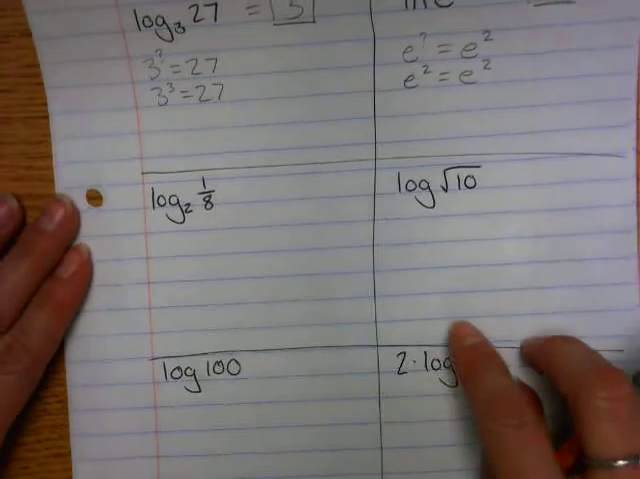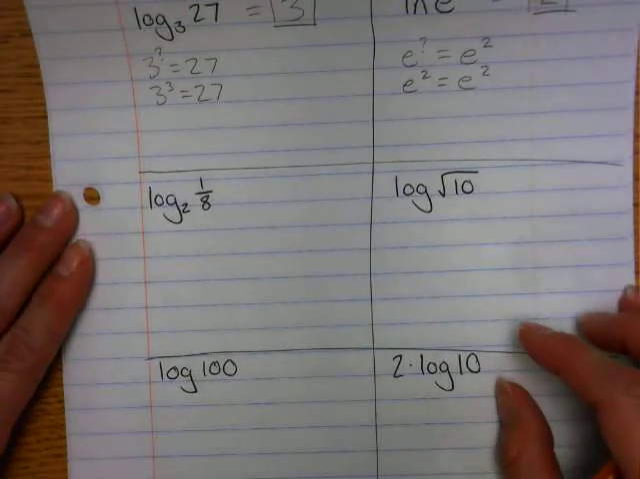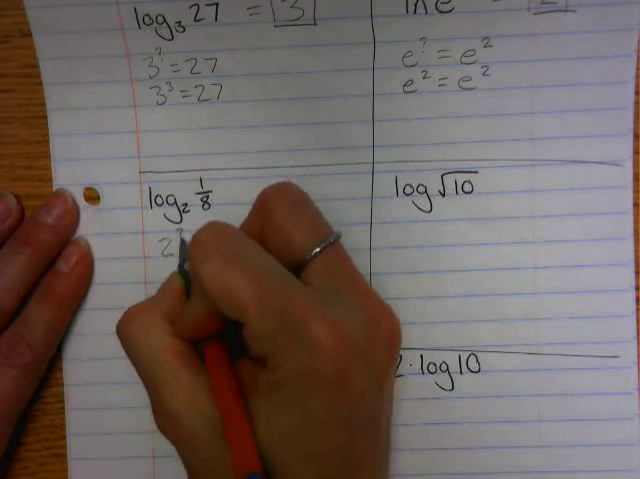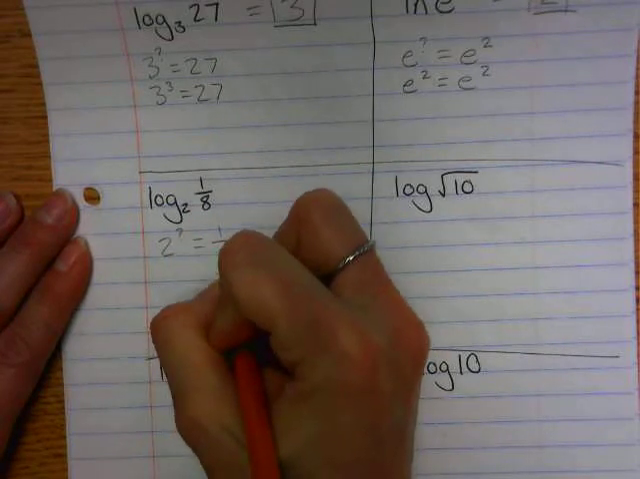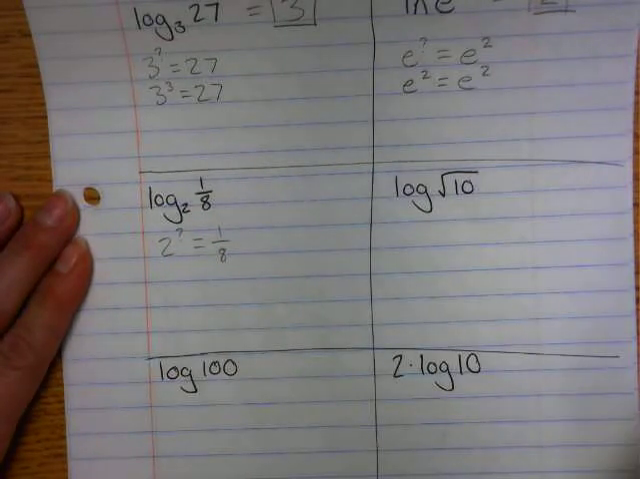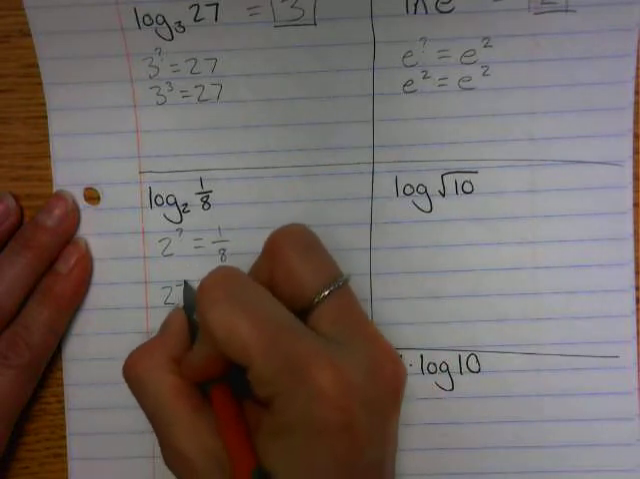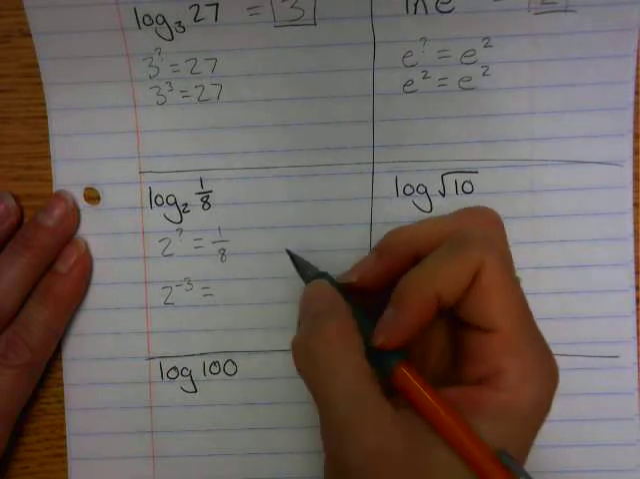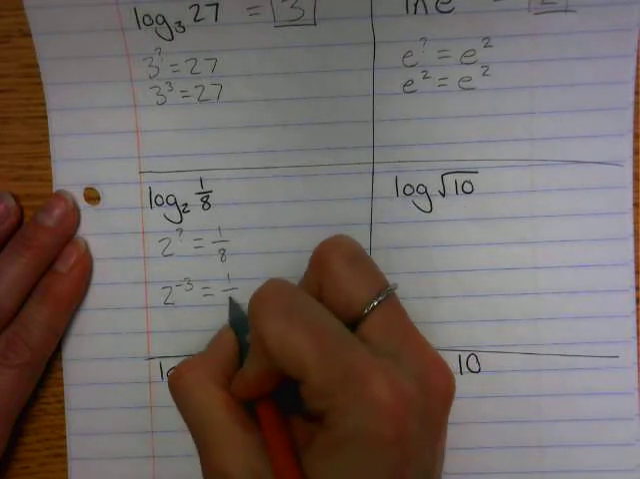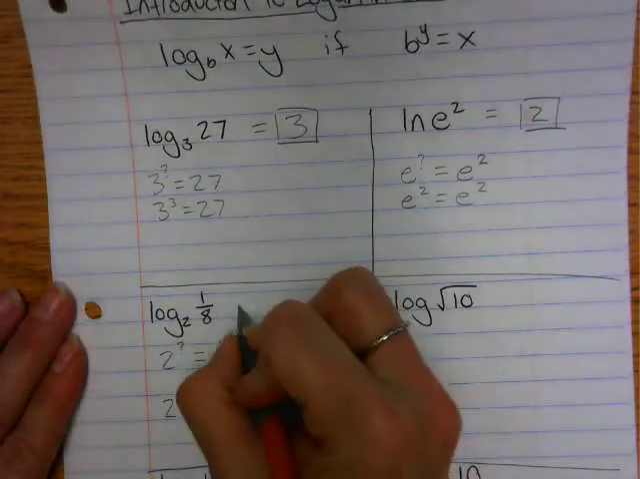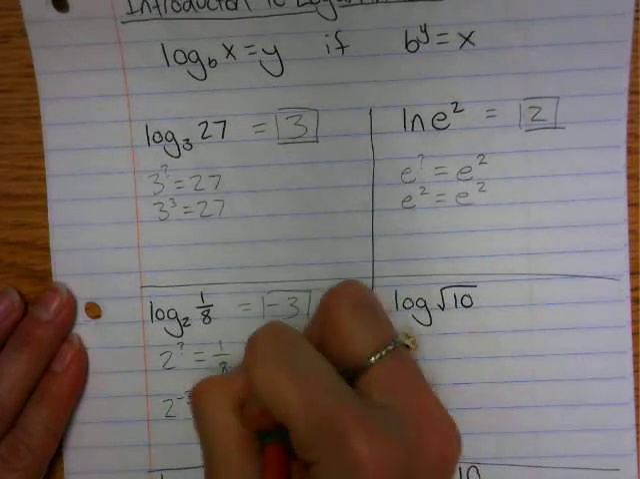Okay, a few more. Let's do log base 2 of 1/8. So 2 to what power would be 1/8? Well, 2 to the third power would be 8, but if I want that to be my denominator, then it'd have to be 2 to the negative third power. 2 cubed would be 8, but on the bottom would be 1/8. So the answer to this log would be -3.